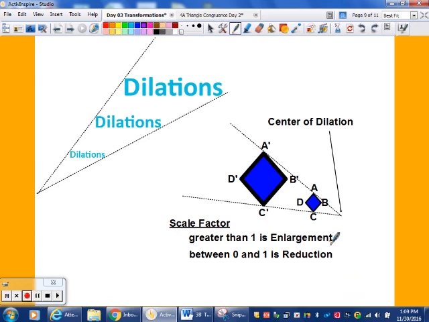Okay? To figure out a dilation, it's always new divided by old. That will get you your scale factor. Okay? When figuring out scale factor, it's new divided by old, always.